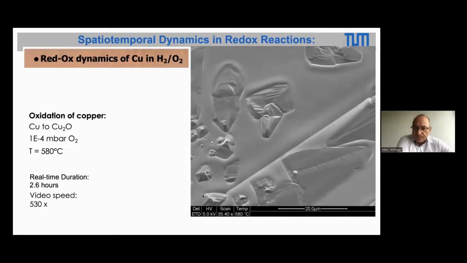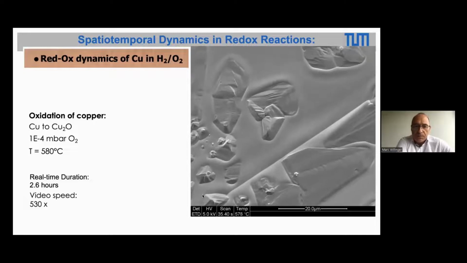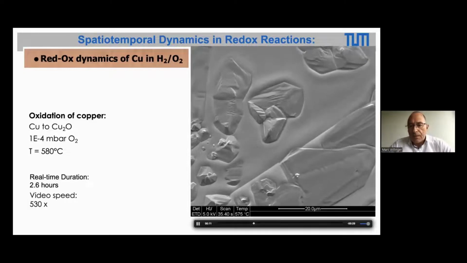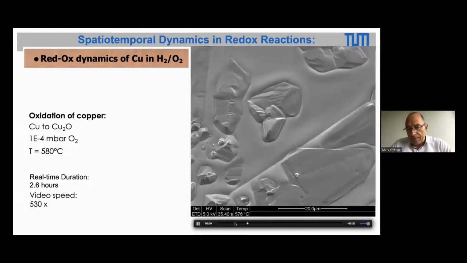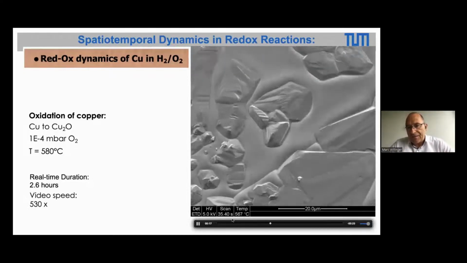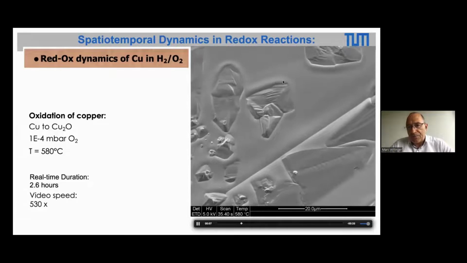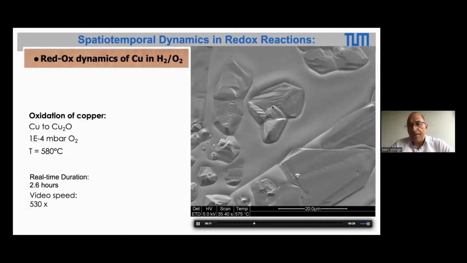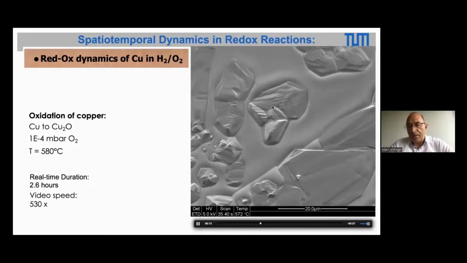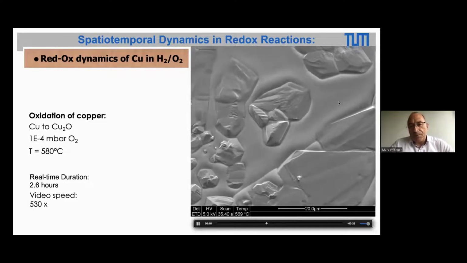So when we apply some temperature and introduce tiny amounts of oxygen, we can observe how the copper forms a copper oxide. And as this video goes, you can see that it looks like there's a wave in front of the oxidation front. You see the oxide that has a different structure, of course, and you see the oxidation dynamics, and they can be different for different grains.